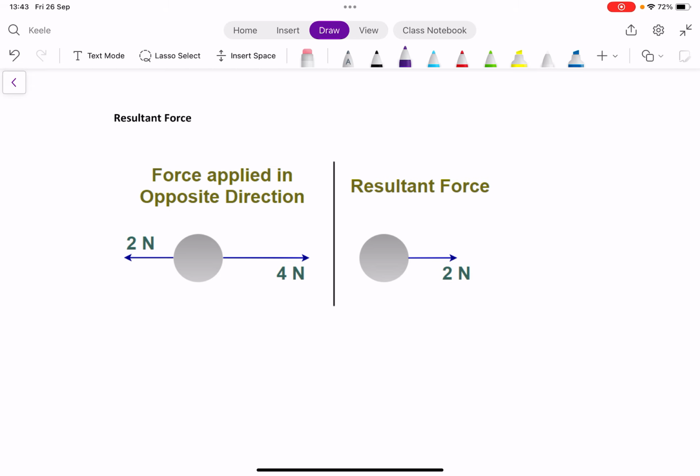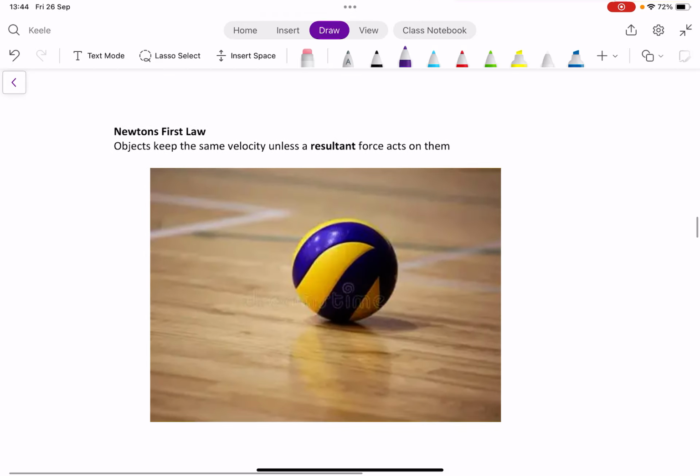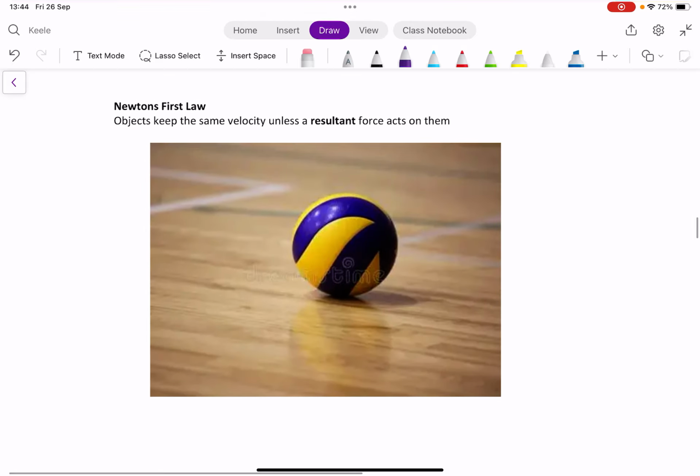So 2 newtons to the left, 4 newtons to the right. Once you add those or cancel them out, what you've got is a 2 Newton force to the right. So this object, this ball, would ultimately accelerate to the right. So objects keep the same velocity unless a resultant force acts on them.